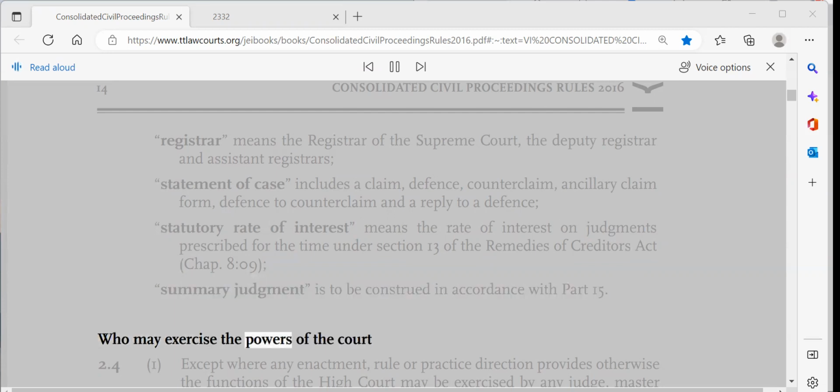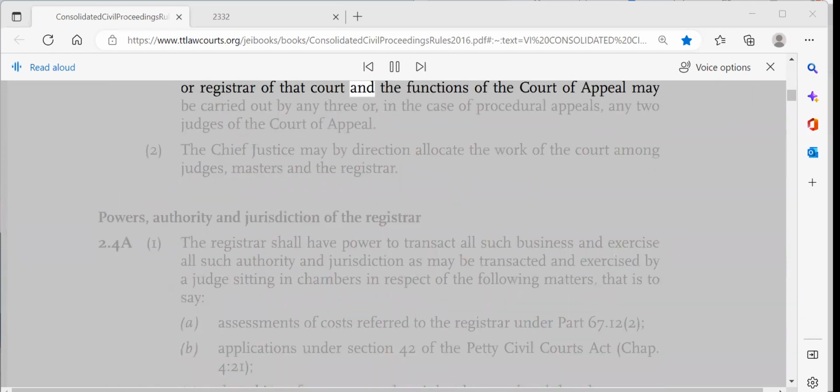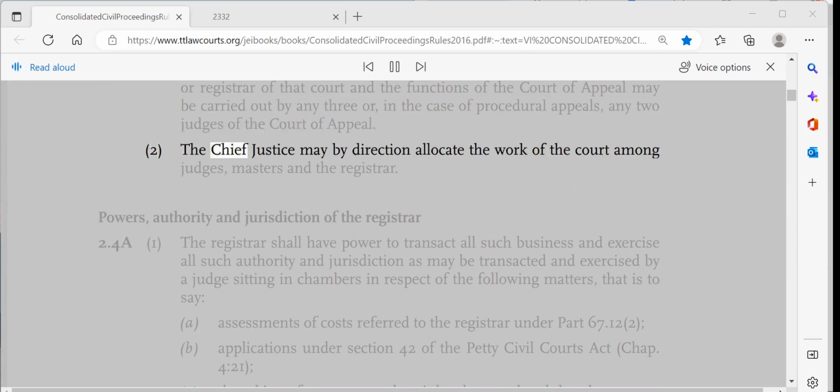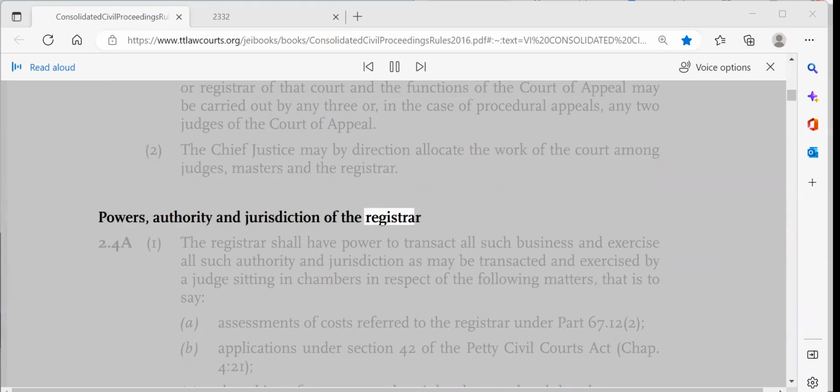Who may exercise the powers of the court. 2.4.1. Except where any enactment, rule or practice direction provides otherwise, the functions of the High Court may be exercised by any judge, master or registrar of that court, and the functions of the Court of Appeal may be carried out by any three or, in the case of procedural appeals, any two judges of the Court of Appeal. 2. The Chief Justice may by direction allocate the work of the court among judges, masters, and the registrar. Powers, authority, and jurisdiction of the registrar.